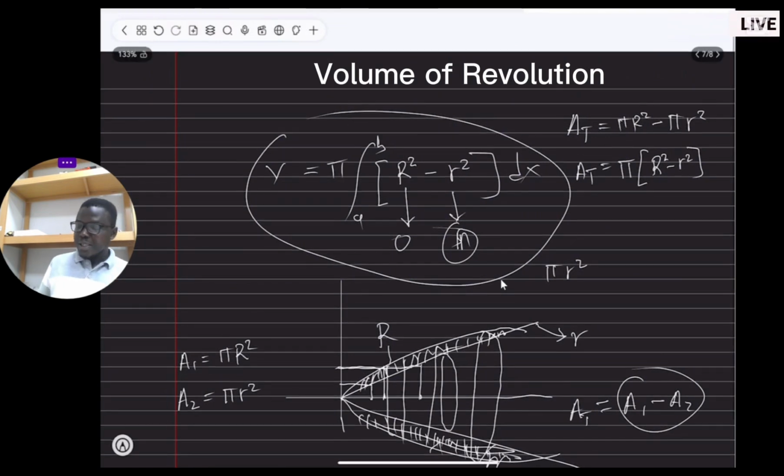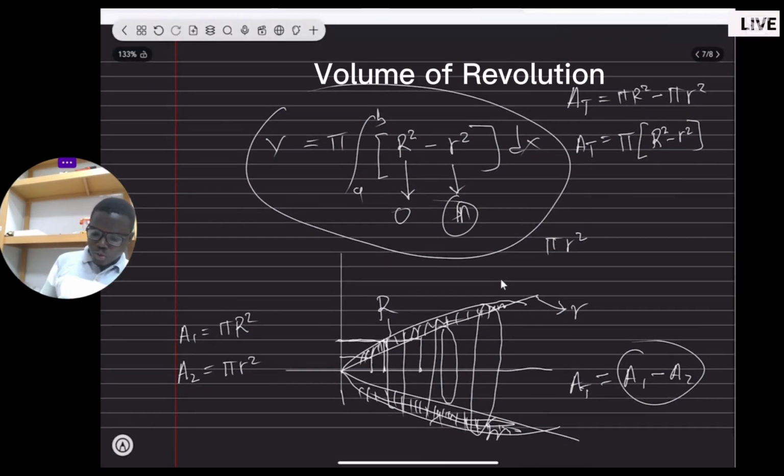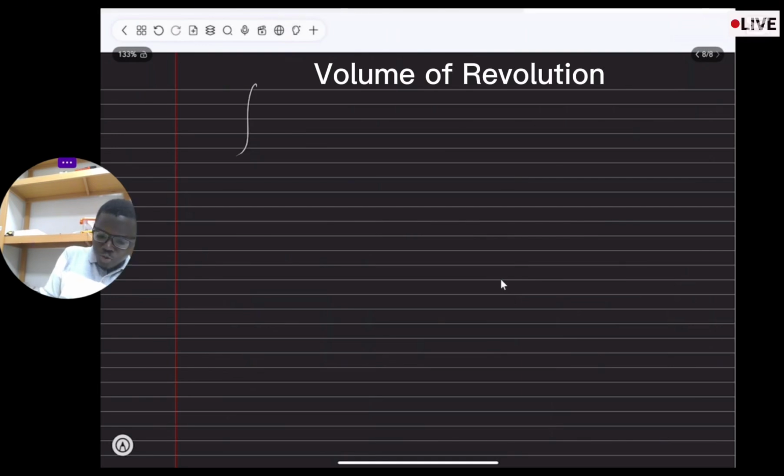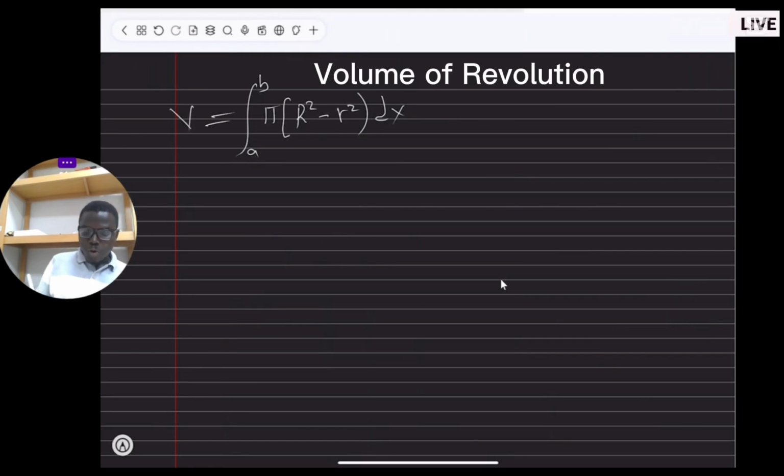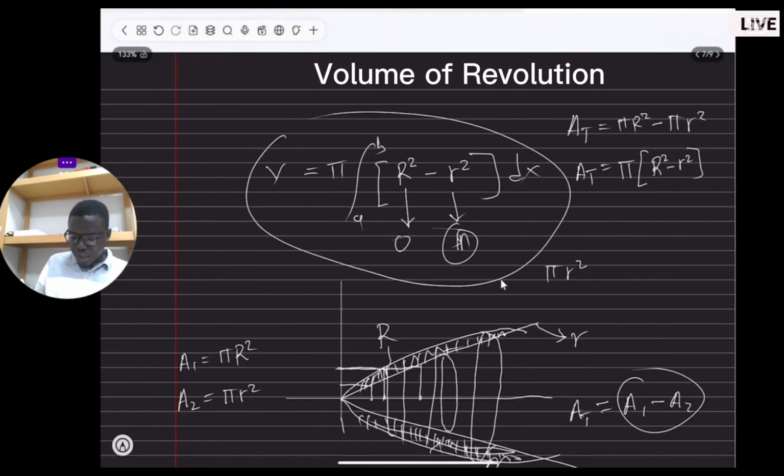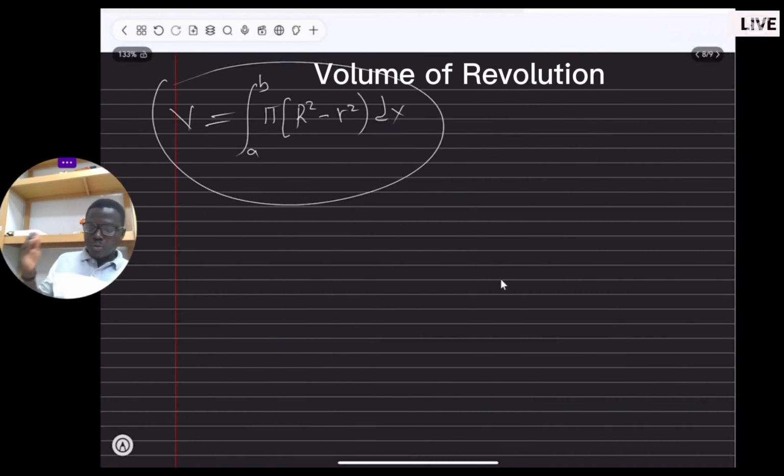What next? The next is to integrate the area. So if I decide to integrate the area, I'm going to do integration from the limit a to b of pi into brackets r squared minus small r squared, and then dx. And in this case, that gives us the volume of this particular figure. That's the volume of revolution. Is that okay? So that is how you can use the washer method to find the volume of revolution when you are being given such figures.